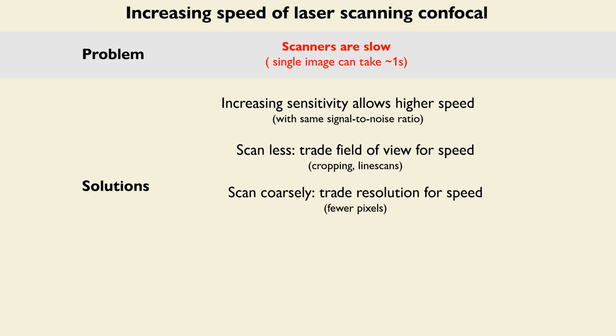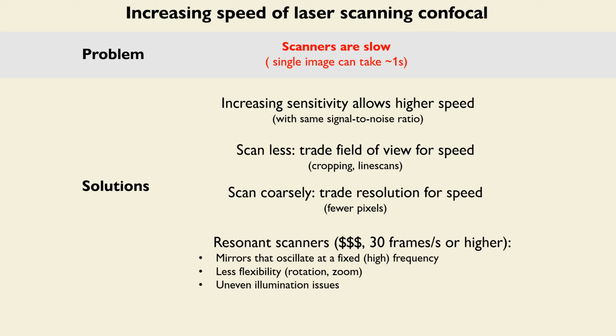can go much faster. An extreme version of this is to just crop a line scan where we only scan a line, and we can make kymographs of things like calcium transients and voltage at very, very high frame rates, including up to around a kilohertz. So that's an extreme version of this trading field of view for speed. Another option is to scan coarsely. So we trade resolution for speed by scanning with fewer pixels. And this is something that we'll discuss in a little bit more detail later in this lecture.